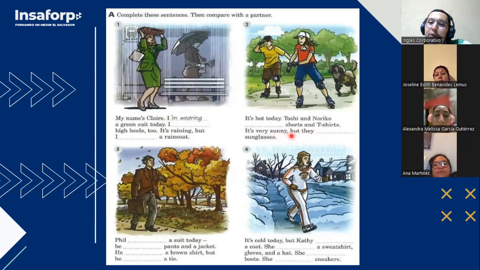It's very sunny, but they are not wearing sunglasses. They're not wearing sunglasses. Yeah, in reference to this exercise, some people don't like to use sunglasses even when it's very sunny, but there are some other people who like to wear sunglasses when it's very sunny. Okay, let's move on to the third one.